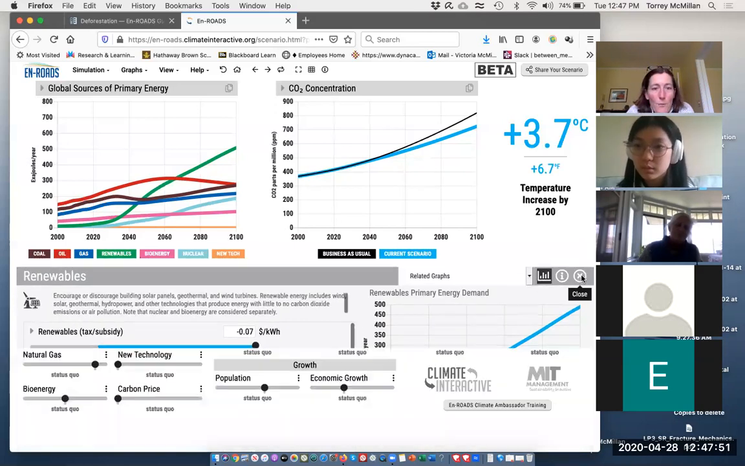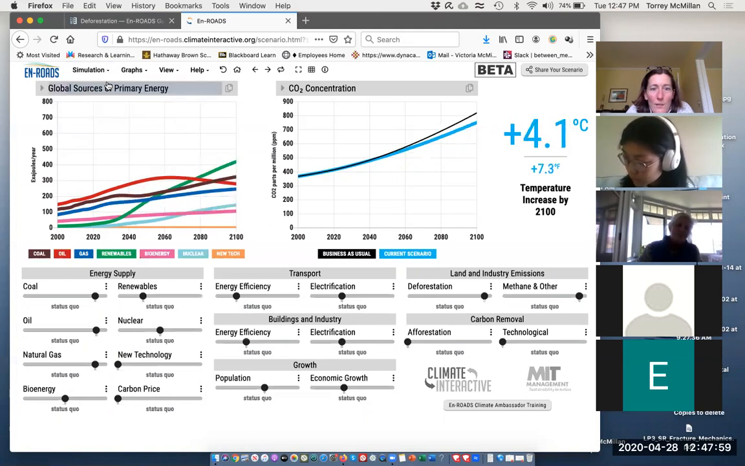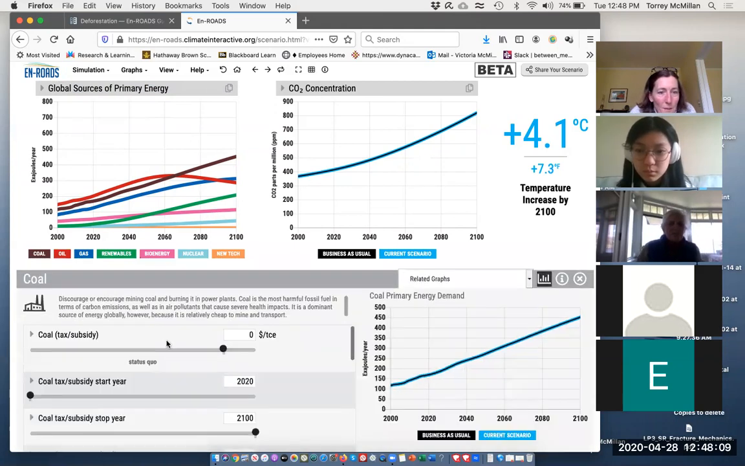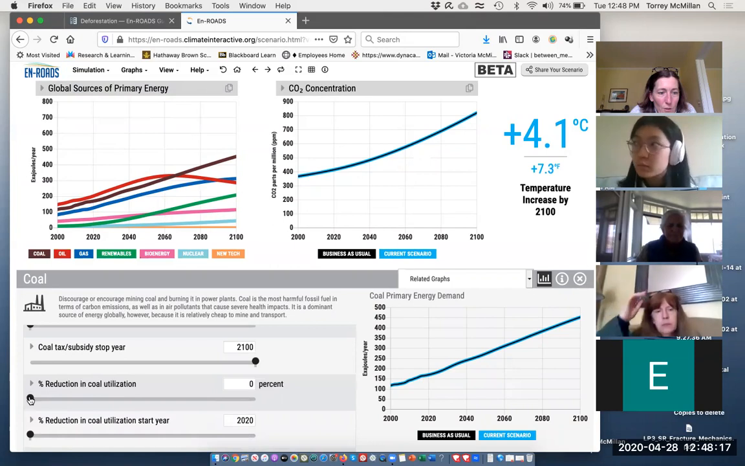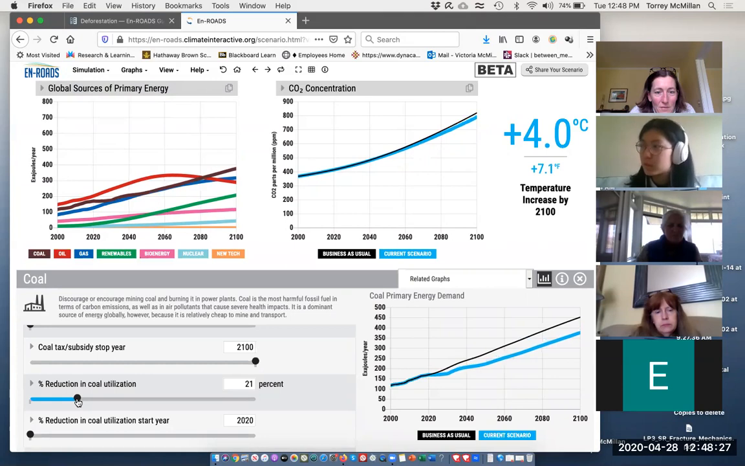All right, so if we go back, what have we learned so far, and what do we want to try to get to 2 degrees Celsius? Cutting down on coal definitely helped a lot. Okay, so I'll go in here and do that through just a mandated reduction. Is that what we were doing? Yeah, I think so. How much do you want to mandate, Emily? 20%. Okay.